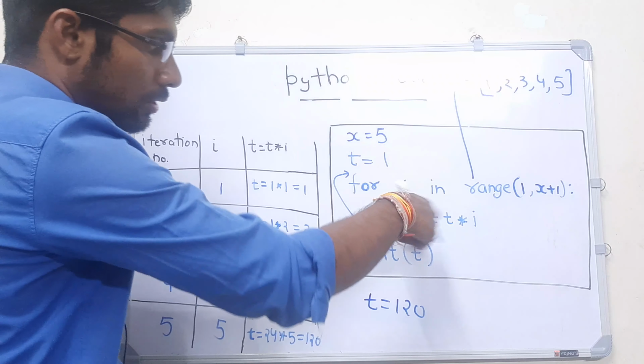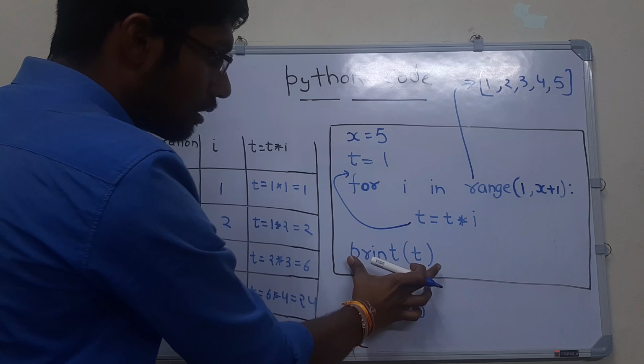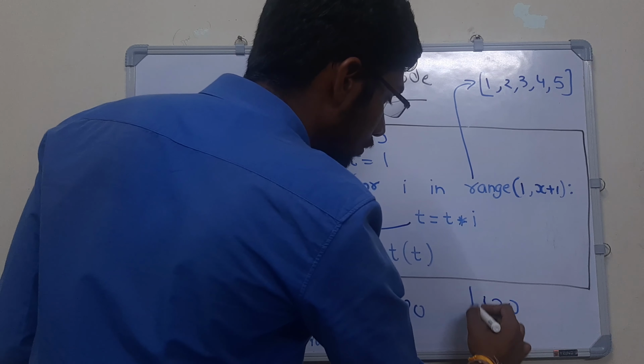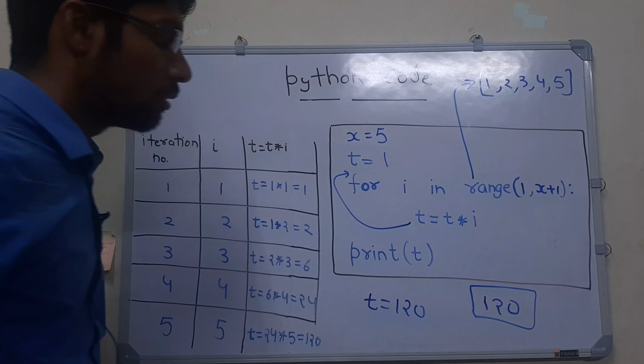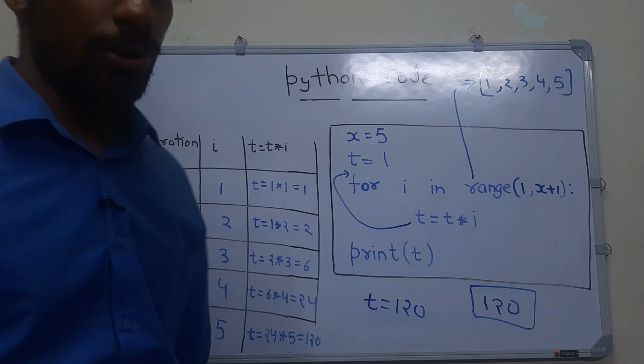This loop will terminate after 5 iterations, and it will come to this syntax and print the value 120. So this is my output. You can see this works just like a factorial. Factorial of 5 is 120.